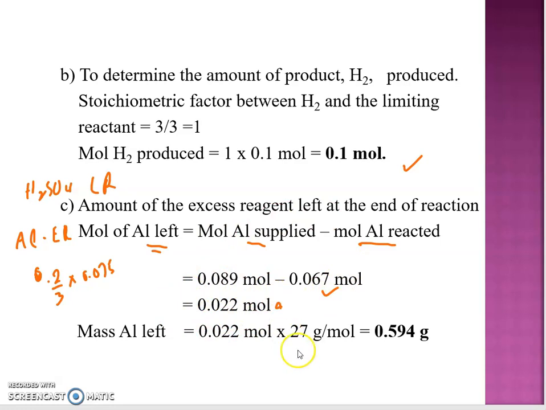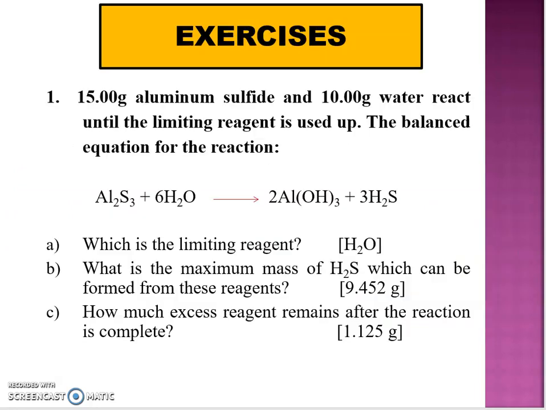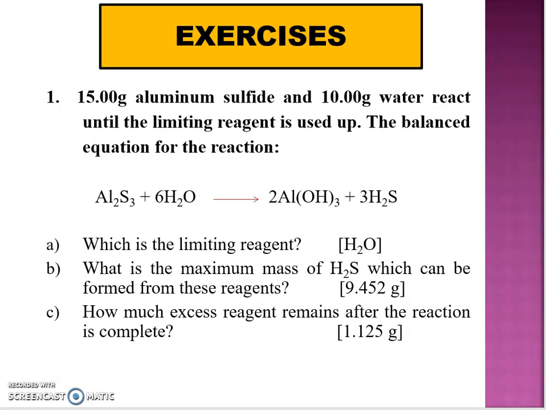Daripada excess tu, you darab dengan RMM, you dapatlah mass baki daripada mass aluminium yang left atau yang unreacted, yang tak bertindak balas. Ya. Right, so itu saja untuk limiting reactant. Ini ada sedikit notes, you boleh tengok calculation. Okay, and then they have this exercise. Okay, so exercise ni dah ada jawapan. You boleh try buat guna step yang saya ajar. Cuma bahagian excess reagent tu kebanyakannya ramai yang kurang faham lah. Tapi you boleh try buat and then kita bincang sama-sama. Right, thank you.